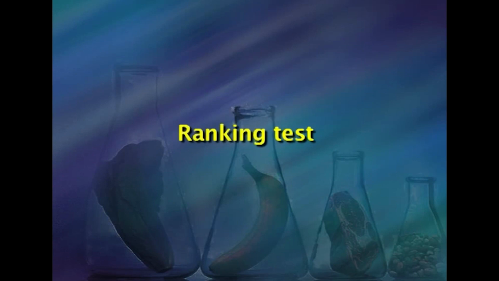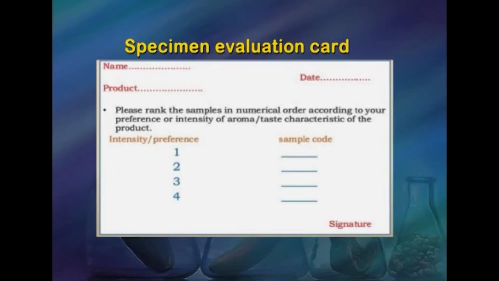Now, ranking test. This test is used to determine how several samples differ on the basis of a single characteristic. A control is not needed to be identified. Panelists are presented all samples simultaneously, that is including a standard or control if used, with code numbers, and are asked to rank all samples according to the intensity of the specified characteristic. In consumer analysis, the panelists are asked to rank the coded samples according to their preference.